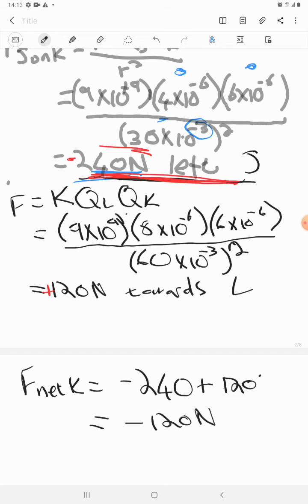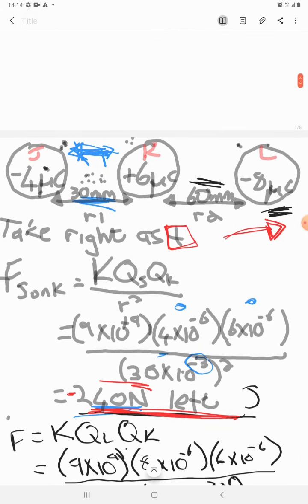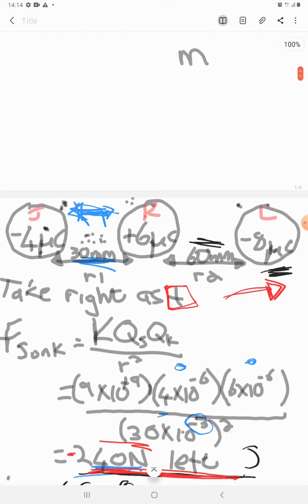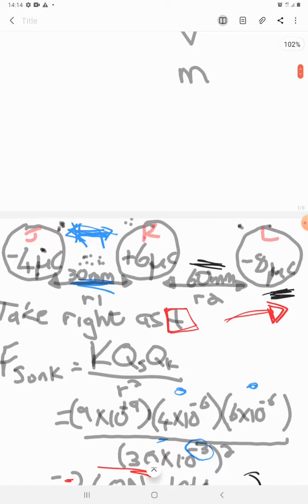Now, because I know it's 120 newtons, and because I also know that it's negative, I know that it is going to be 120 newtons over there, left, towards J. So now that I know that it's going towards J, I'm sorted over there. I know now, based off everything we have seen in terms of your negatives, remember, it's going to go from right to left. My K is going to go from the K to the J, and then from K to my L, based off which direction my negatives are.